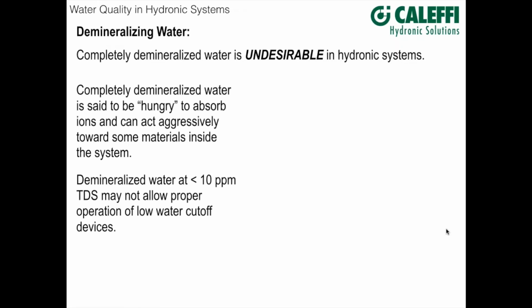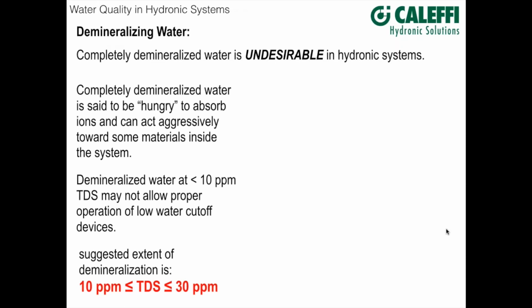And here's one reason why. When the TDS gets less than about 10 parts per million, most of the currently available low water cutoff devices on the market fail to function. And that's because they function based on electrical conductivity. If you have a perfect insulator between two probes, there can't be an electrical signal passing through there.